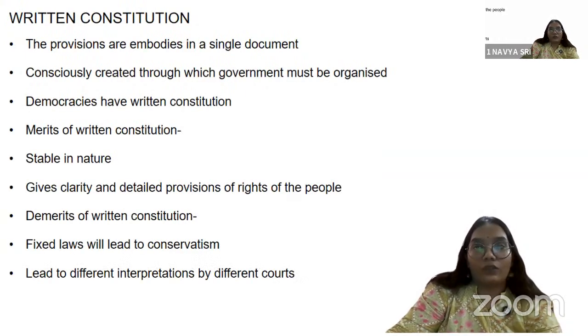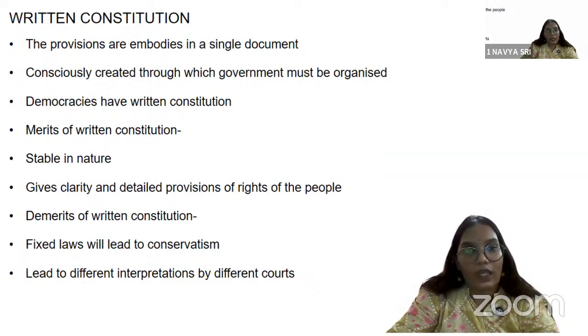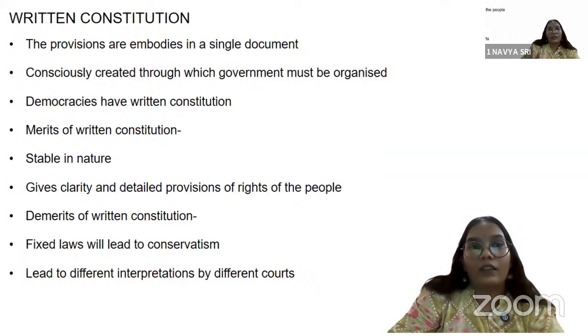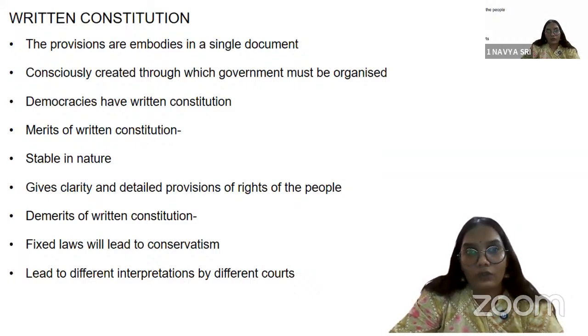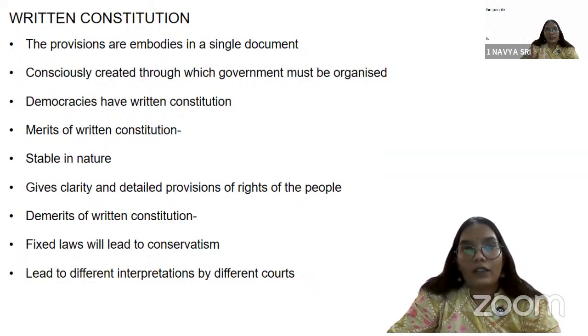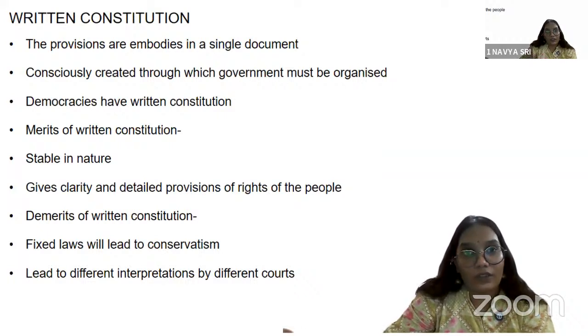Now, the next one is the written constitution. In a written constitution, the provisions are embodied in a single document. Another such example is India. India has a written constitution, and also the USA, they have a certain set of documents. Because there is a written structure, the structure is made through a series of discussions and amendments, and it is a conscious organization. It's consciously created through organized structure and organized decisions.